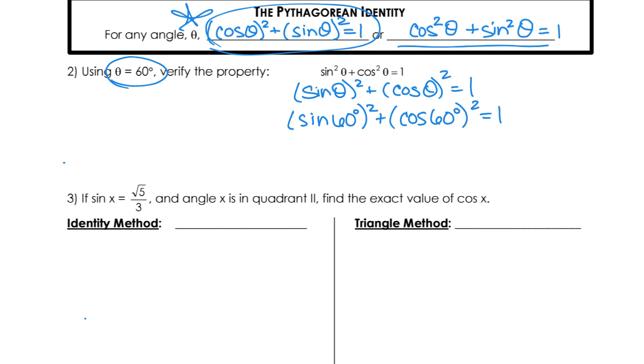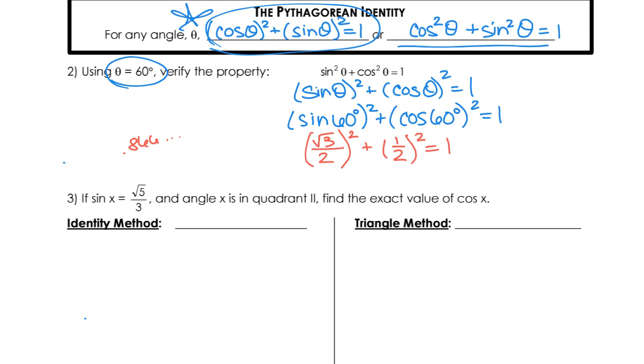Okay? And now we'll go ahead and type it in our calculator. Sine of 60 degrees, when you type that in, you're going to get 0.866... So just remember that that's the square root of 3 over 2, and then we have to square it. Okay? Typing in cosine of 60 degrees, that's 0.5, which is 1/2.